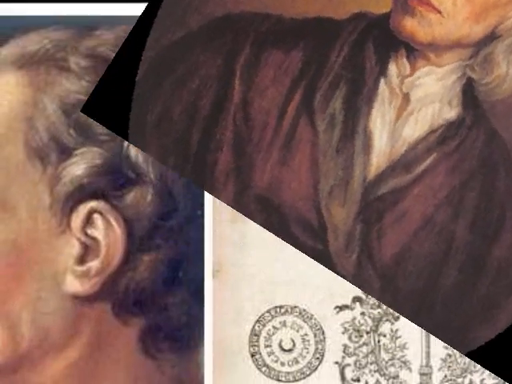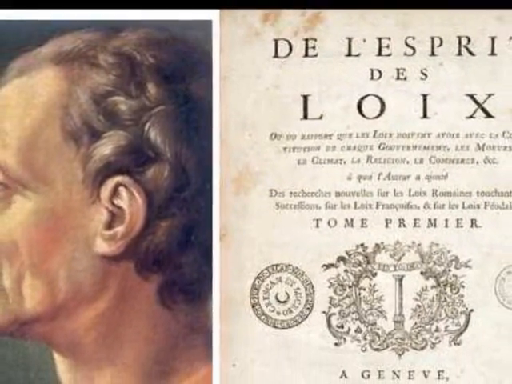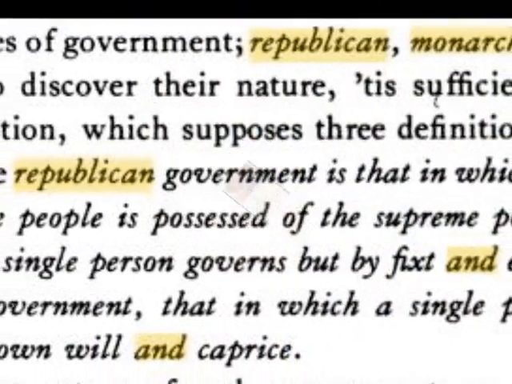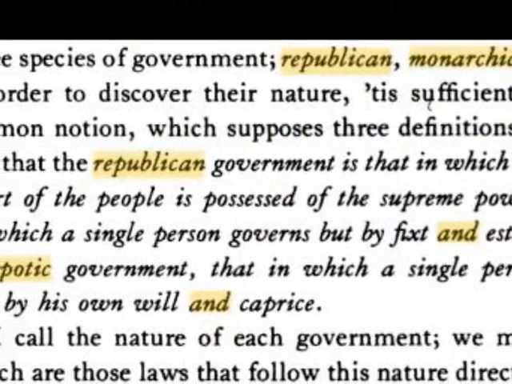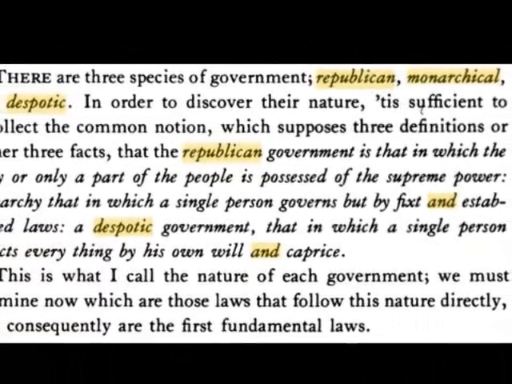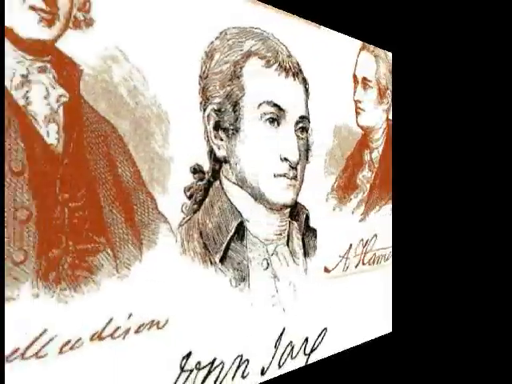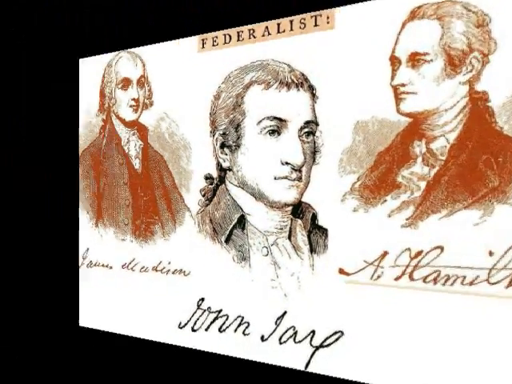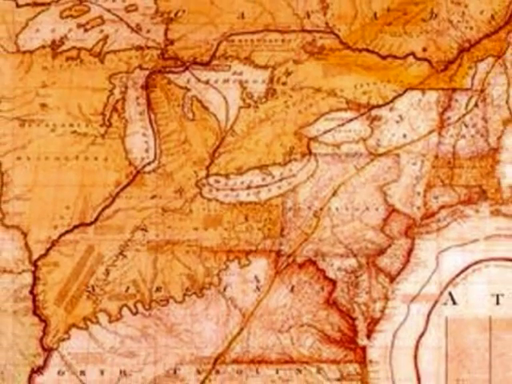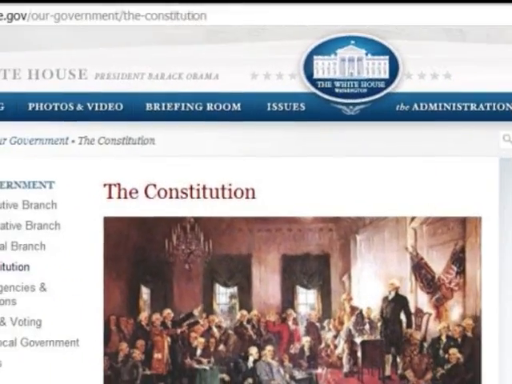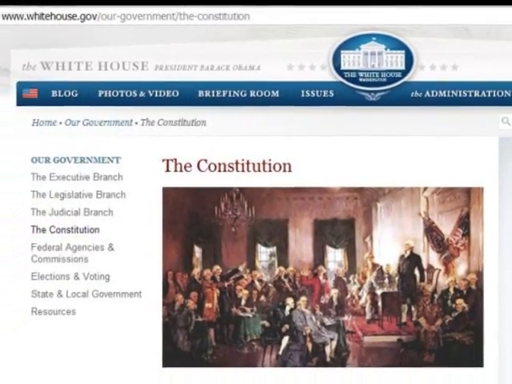It was Baron de Montesquieu's work, The Spirit of Laws, published in 1748, that defined the three different types of 18th century governments as republican, monarchical, and despotic. It was the former, republican, that the founders adopted in their governmental systems that united 13 British colonies and later states in North America.